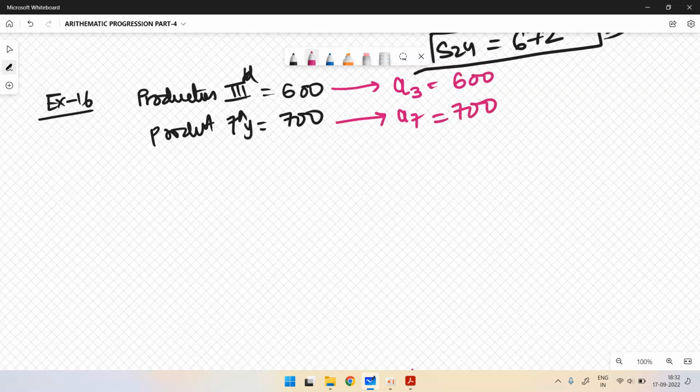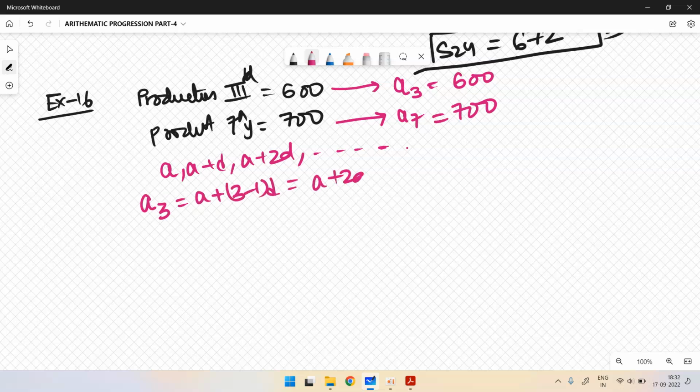Now assuming that your series is A plus D, A plus 2D, and so on. A3 will be A plus 3 minus 1 D, which is nothing but A plus 2D, which is equal to 600. Now A of 7 you can get as A plus 7 minus 1 D, nothing but A plus 6D, which is given to be 700.